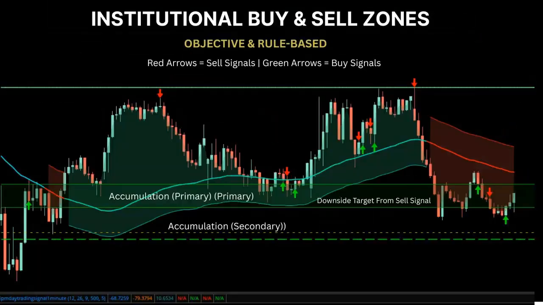Within the framework, accumulation and distribution zones are clearly defined. Green zones represent institutional accumulation, where buyers are expected to defend structure. Red zones represent institutional distribution, where supply enters the market. Directional arrows are generated within these zones, providing objective buy and sell signals based on structural positioning.